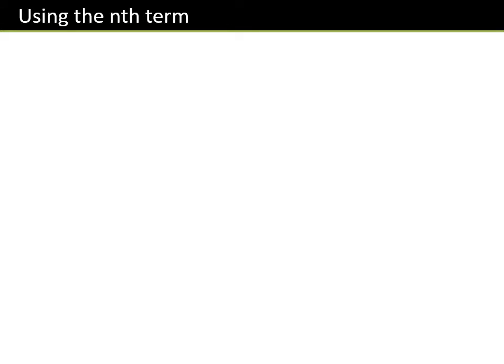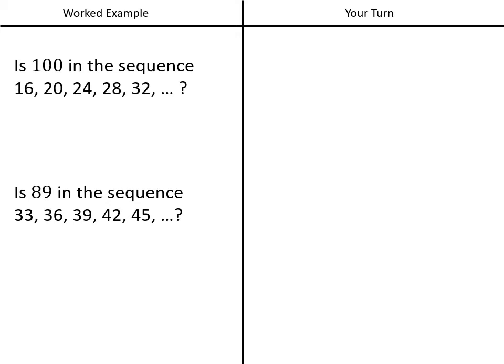What we can then do is use that to answer these sort of questions. Is 100 a term in the sequence given here? So the first thing we do is work out the nth term of this sequence, and we're adding 4 each time, so it's 4n plus 12, and we want to see if there is an integer value for n where that is equal to 100. So if we subtract 12 from both sides, we get 4n equals 88, and then n equals 22. So our answer is yes, 100 is in the sequence, it is the 22nd term.